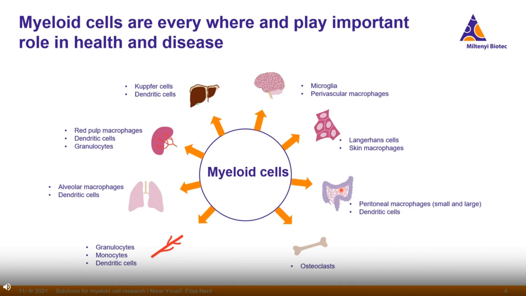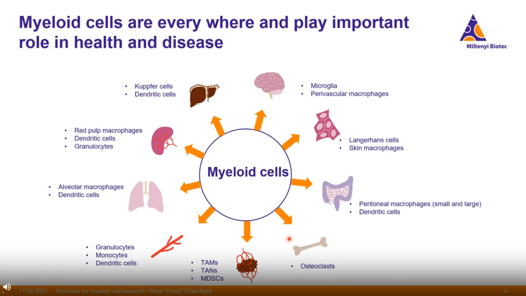In the peritoneum, we have peritoneal macrophages and dendritic cells. In the skin, we have the famous Langerhans cells and the skin macrophages. And in the most important organ in the body, the brain, we have tissue-resident macrophages, specifically named microglia, and also perivascular macrophages. And in tumors, we have tumor-associated macrophages, TAMs, tumor-associated neutrophils, TANs, and myeloid-derived suppressor cells, MDSCs. So please note that these are examples and not restrictions.